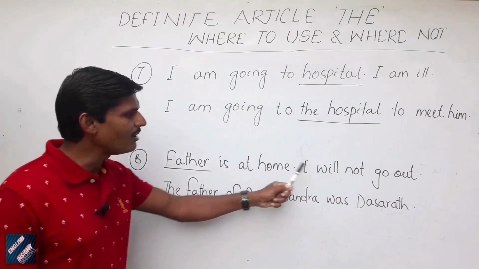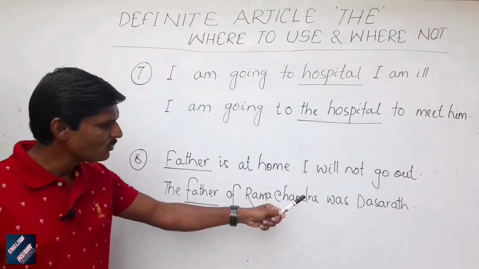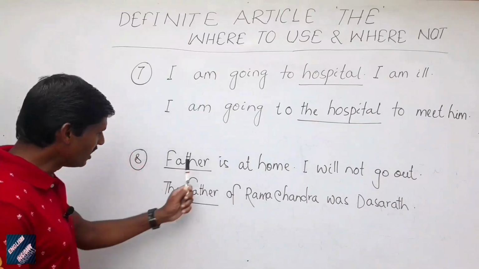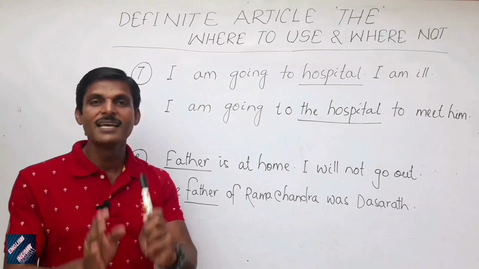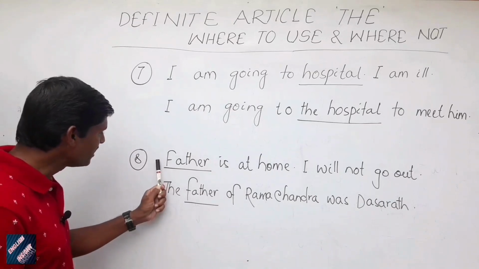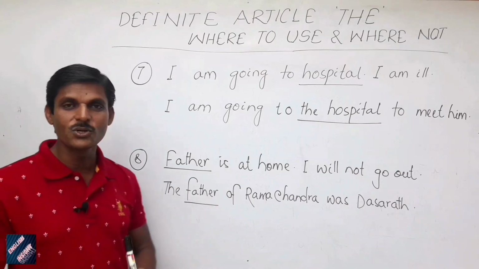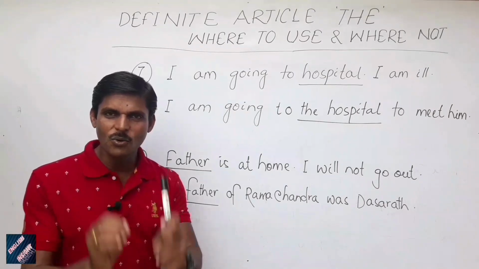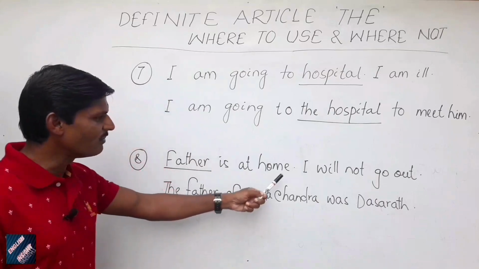Father is at home, I'll not go out. Second sentence, the father of Ramachandra was Dasarath. In both the sentences, the same word father is used. But in the first sentence, the is not used before father, but in the second sentence, the is used before father. So, there is a rule. What's the rule? If you talk about our own relation, we shouldn't use the before the word. Father is at home, I will not go there.